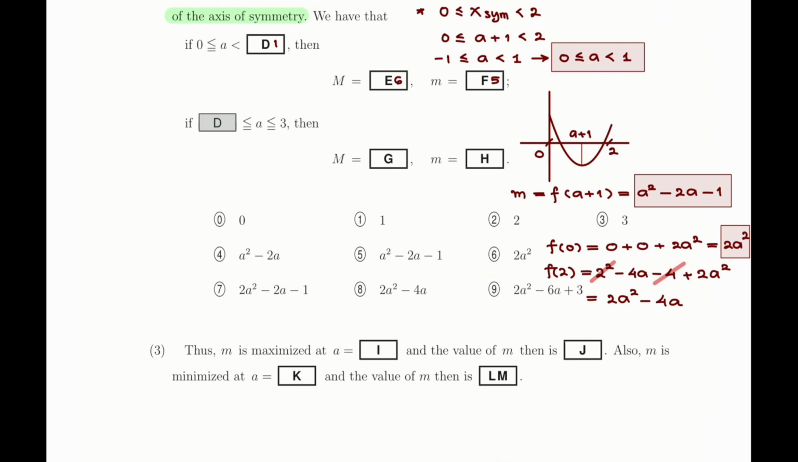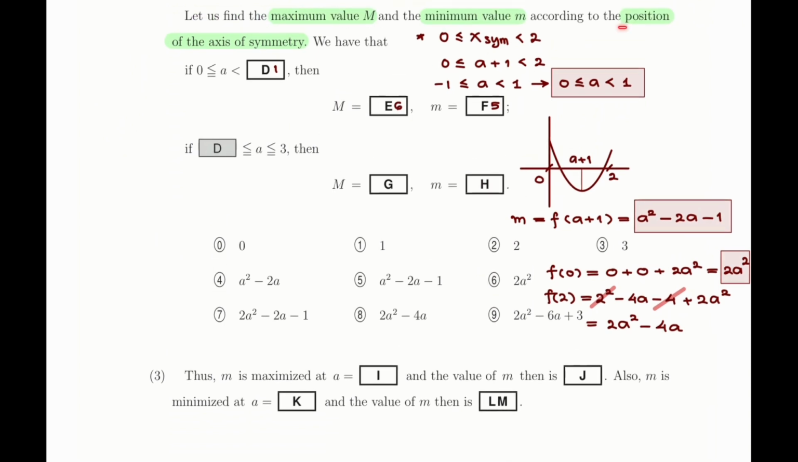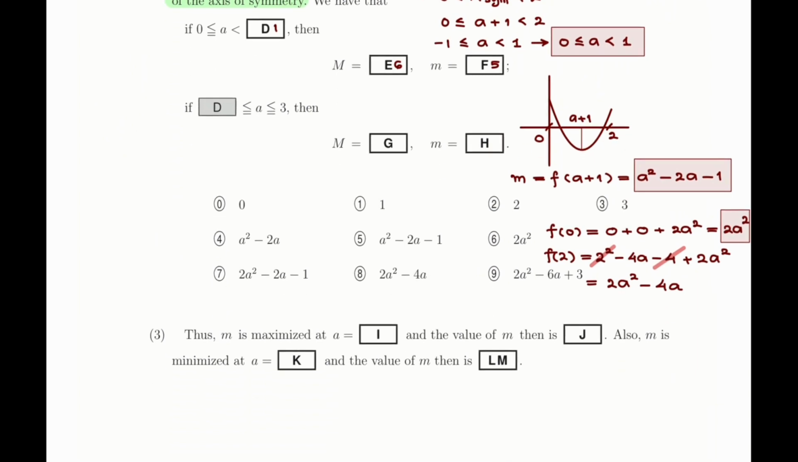And then for our second case, the position of the axis of symmetry is outside the range of x. So our axis of symmetry is somewhere over there. If I imagine another graph, something like this, this is 0, and then this is 2. My parabola is something like this.